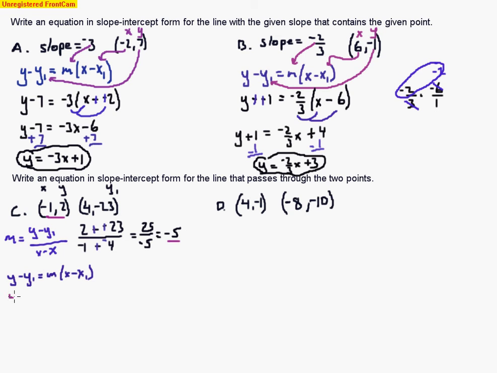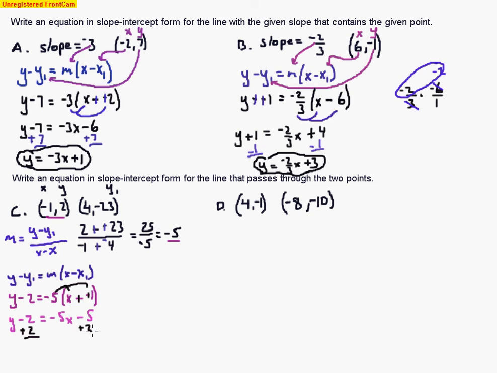So we'll rewrite this as y minus 2 equals the slope, negative 5, times x minus negative 1. And anytime you see that minus negative, change that to a plus positive, and then distribute. And so when we do that, we're still left with this y minus 2, but now it equals negative 5x minus 5. So we just have one step, and that last step is to add 2 to both sides.